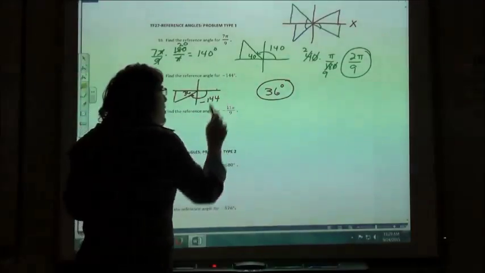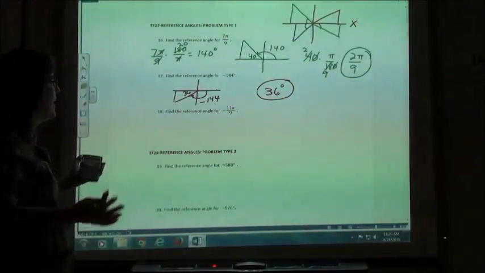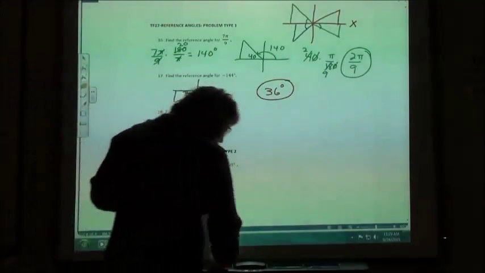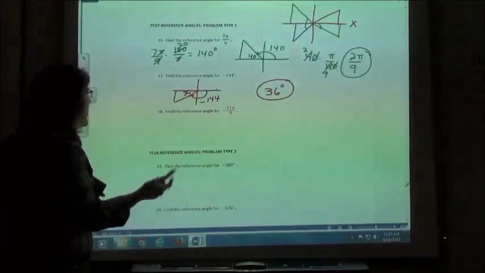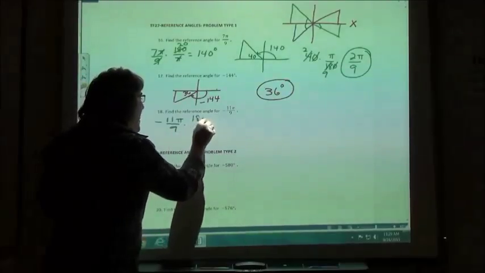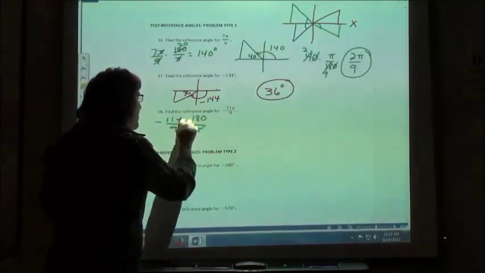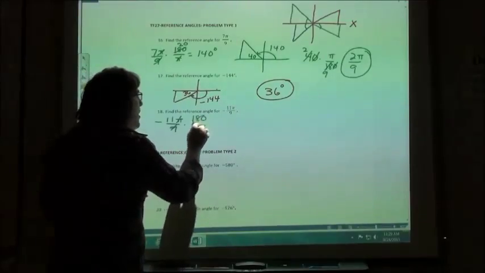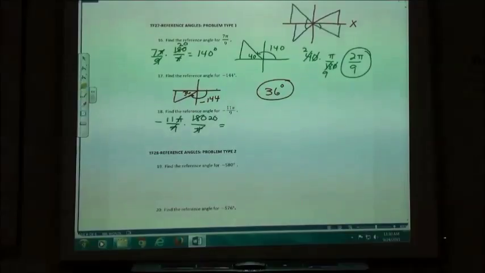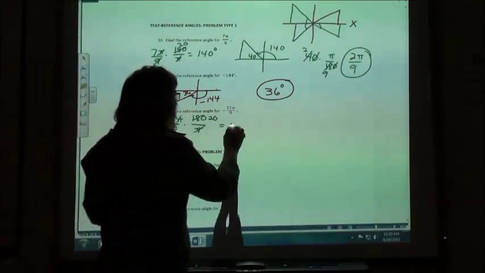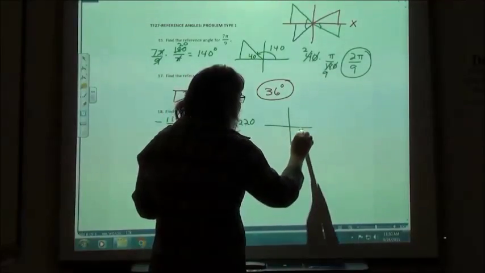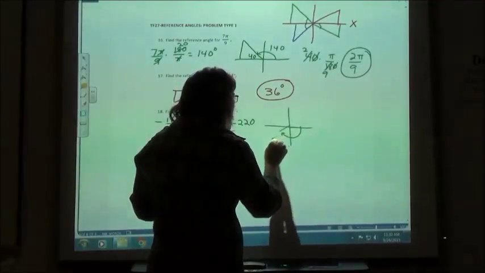Find the reference angle for negative 11 pi over 9. Again, I'm not very good with radian measures, so I've got to convert it into degrees for my mind to keep straight what I'm doing. And so that's what I'm going to do. Negative 11 pi over 9 times 180 over pi to convert my radian measures. 9 goes into 180 20 times. So if I take negative 11 times 20, I get negative 220. So negative 220 degrees, again, ends up being over here in quadrant 3.